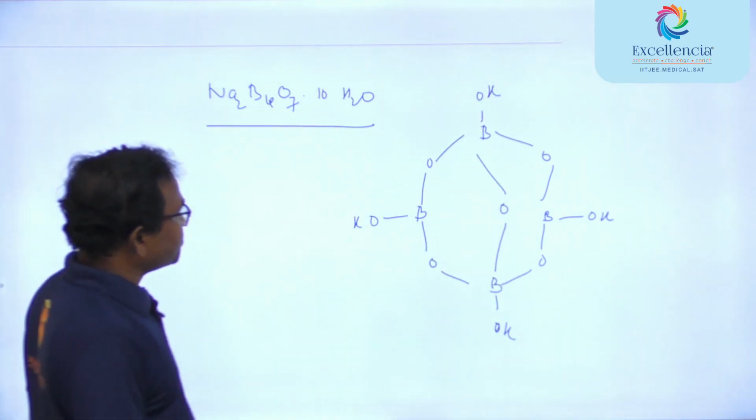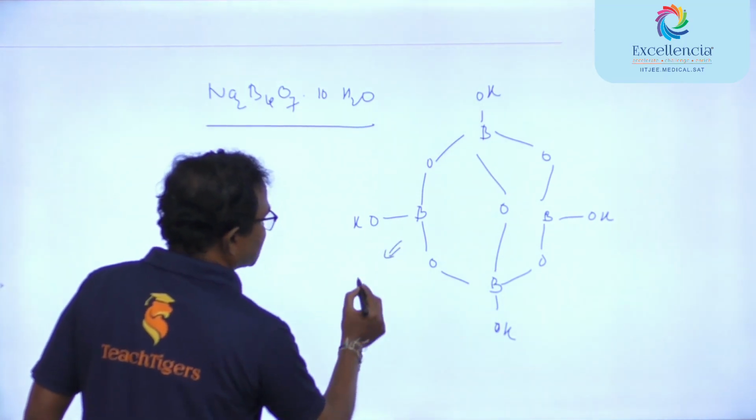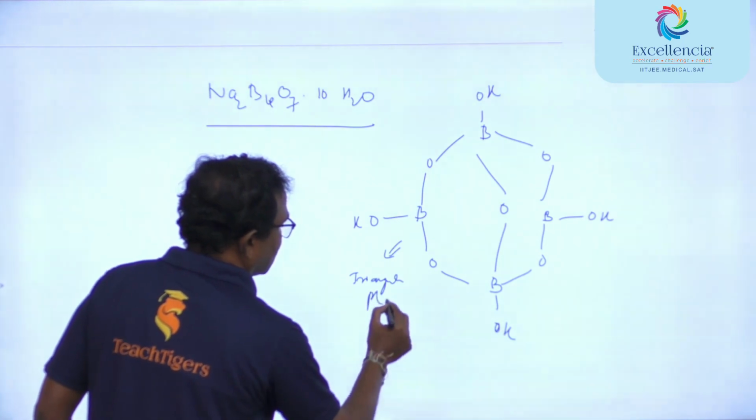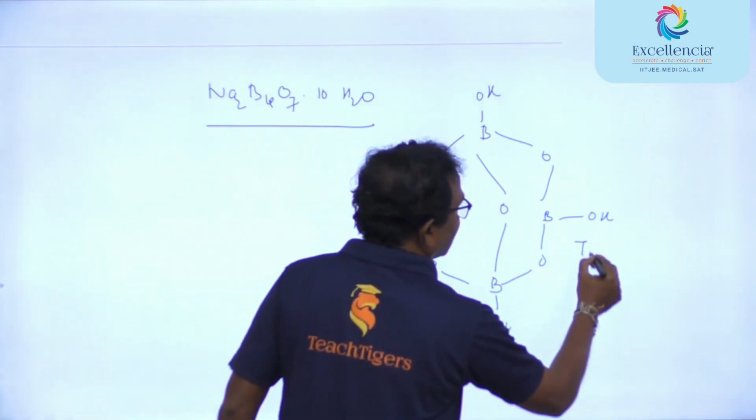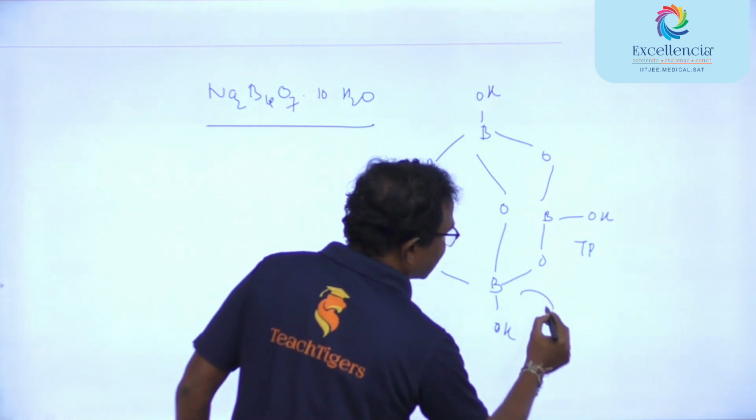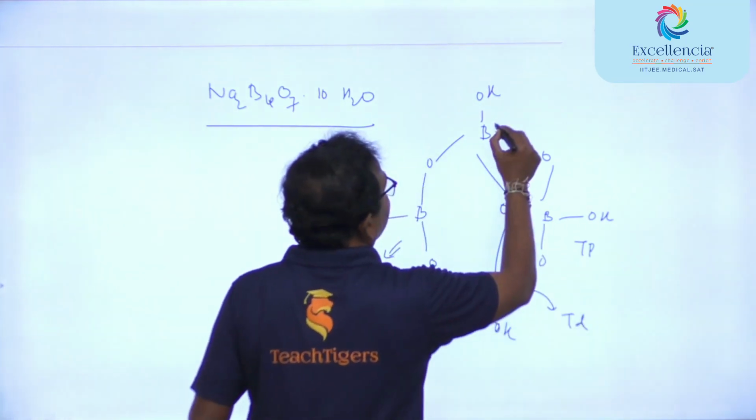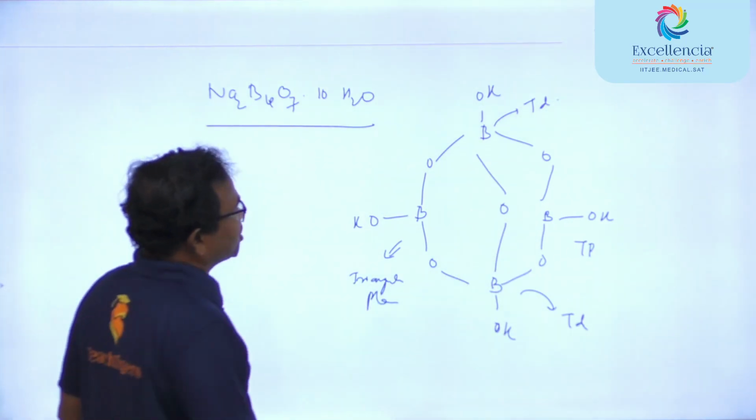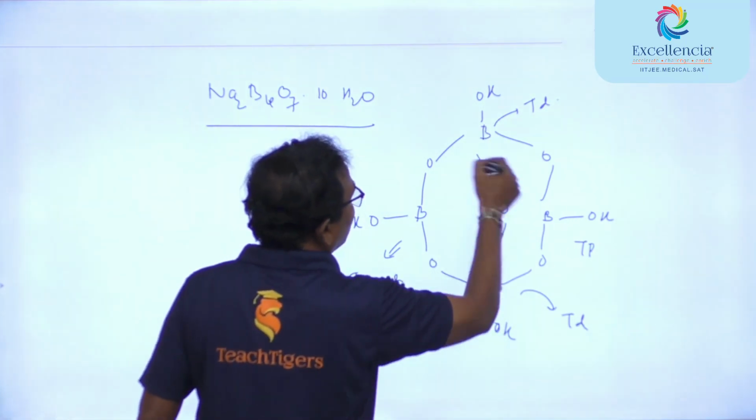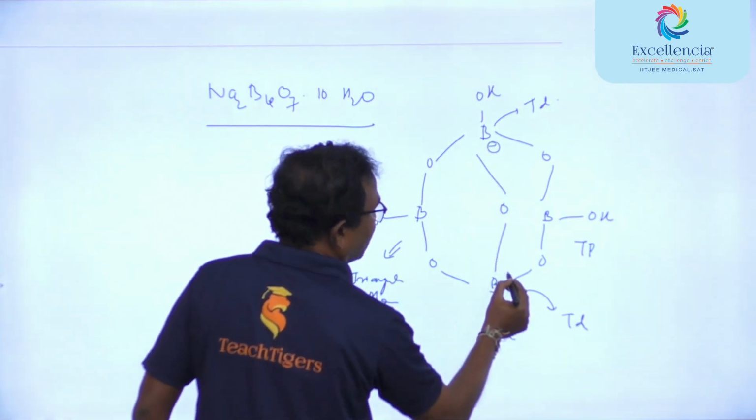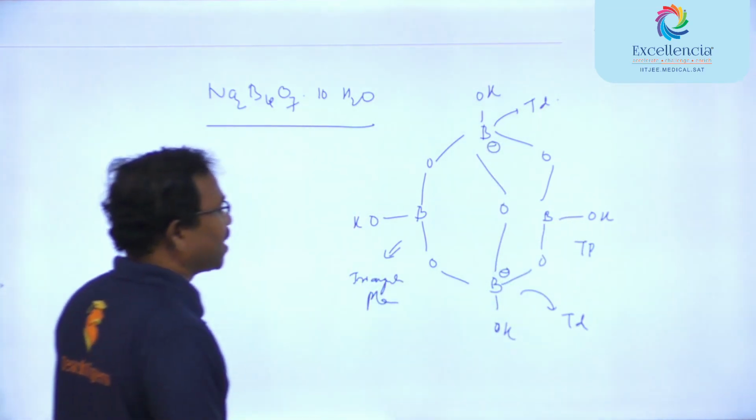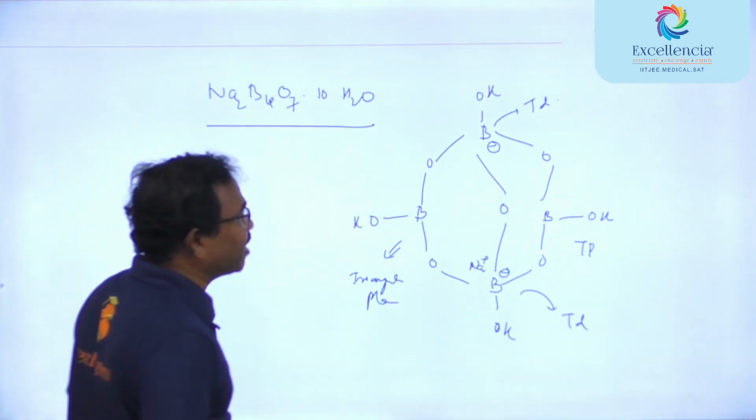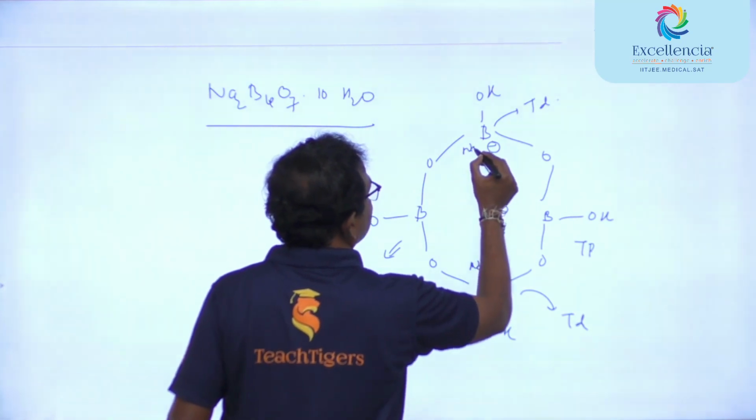Look at this. This part is more or less triangular planar, so this is TP. However, this is tetrahedrally oriented. Now look at the charges. Boron coordination number is 4, therefore it has a minus 1 charge, and this is as usual. Since it is minus 1, you have a cation associated with this, Na plus, and you have Na plus.